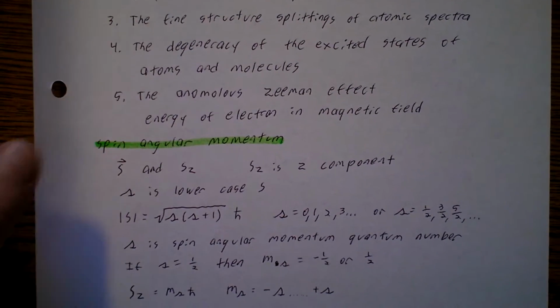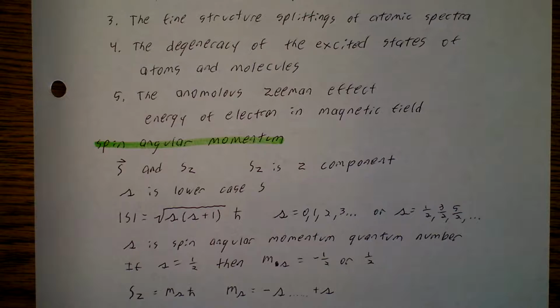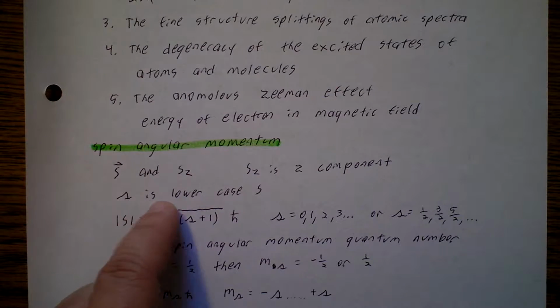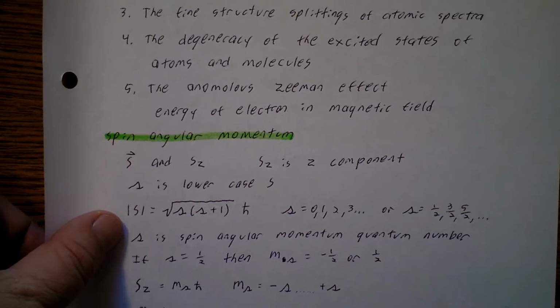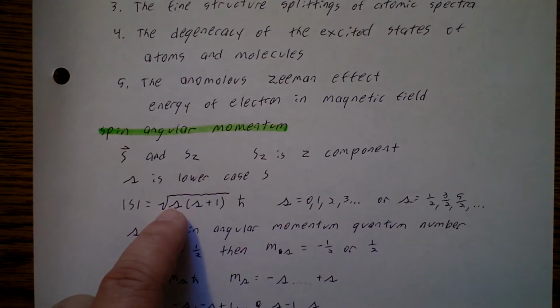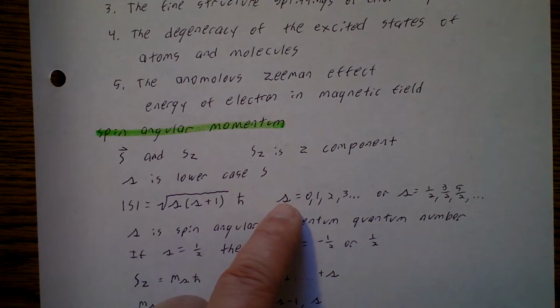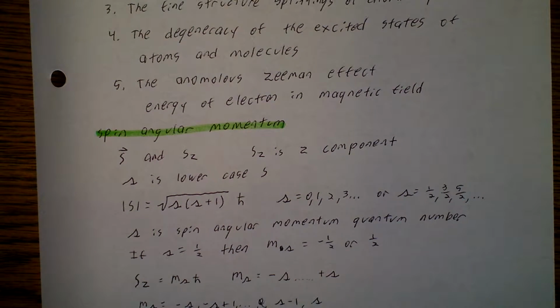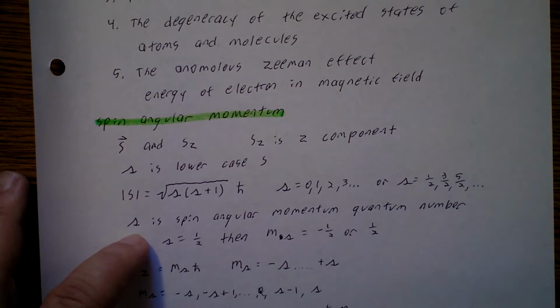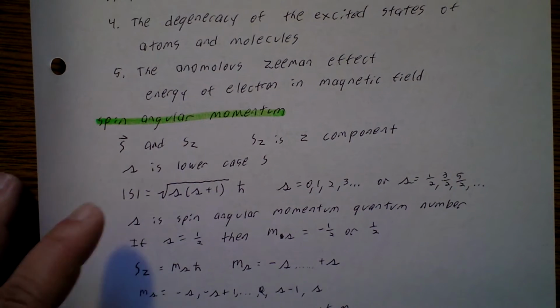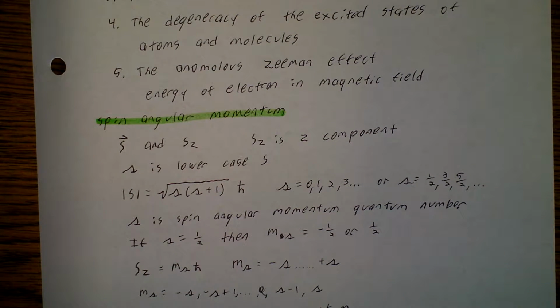So let's talk about spin angular momentum. We have S and Sz, where Sz is the z component of S. We're going to use cursive lowercase s here for lowercase s. So S's value is equal to the square root of s times s plus 1 times h bar, where s can be 0, 1, 2, 3, or s can be 1/2, 3/2, or 5/2. So this lowercase s here is the spin angular momentum quantum number.